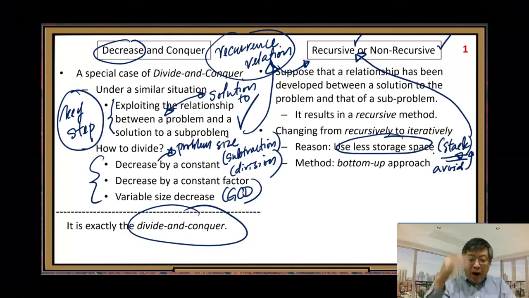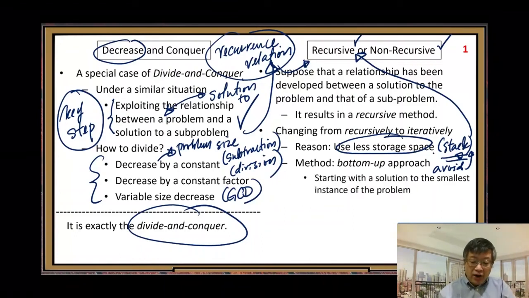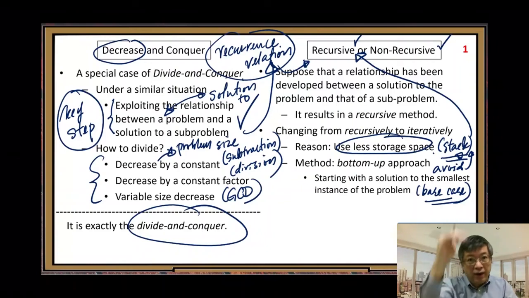All right. Bottom-up approach. We start from the smallest possible problem sizes, usually with base cases. Starting with a solution to the smallest instance of the problem, that is what we call the base case. For any recurrence relation, we should have one or sometimes more than one base cases. Here we start from there.